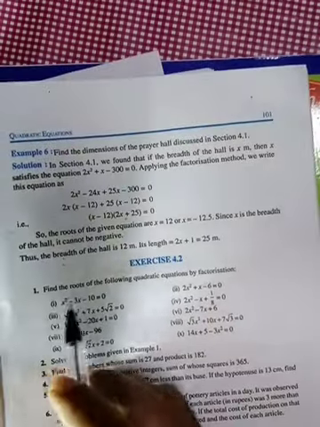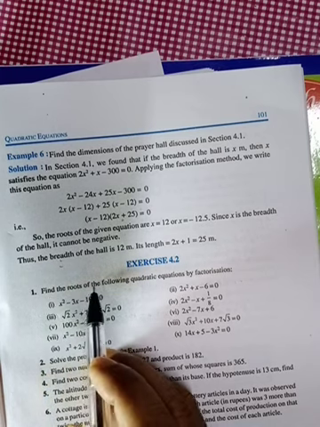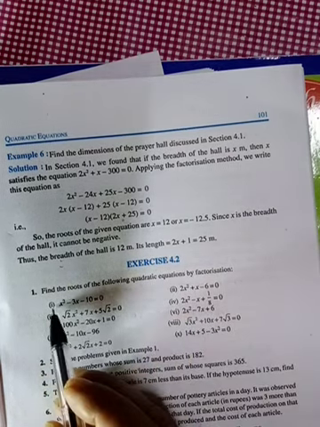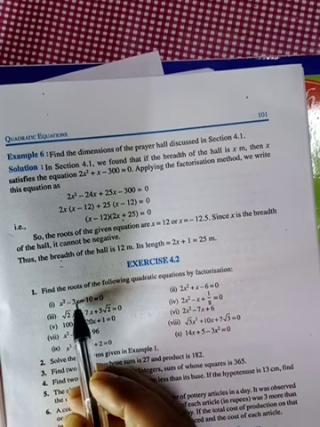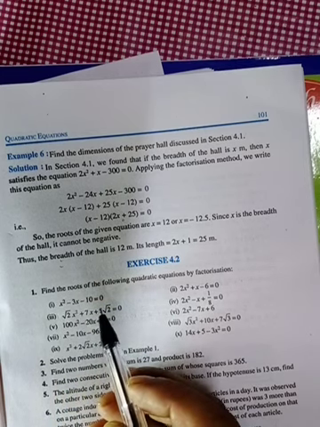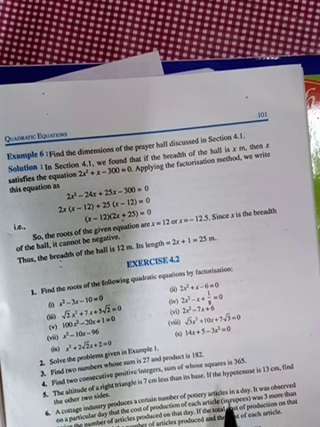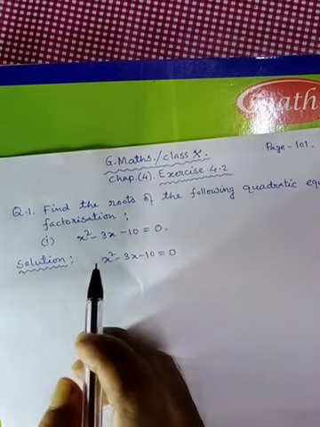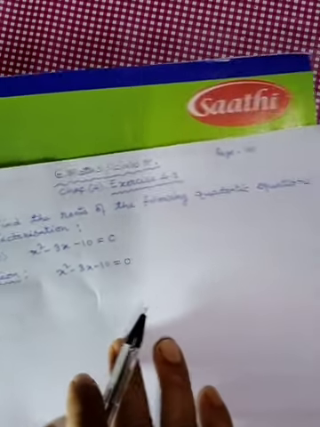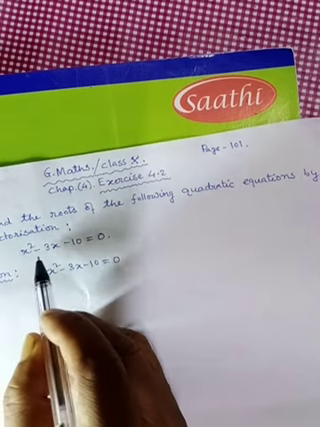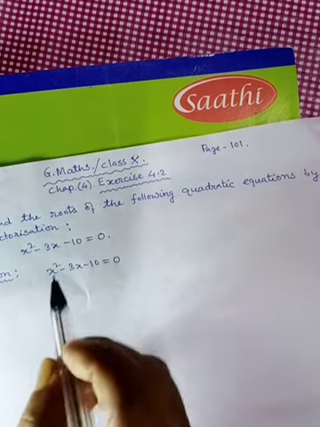Number 1: find the roots of the following quadratic equation by factorization. Number 1, x square minus 3x minus 10 equal to 0. How will we find the roots by factorization method? You see, this is the question. Find the roots of the following quadratic equation by factorization: x square minus 3x minus 10 equal to 0.